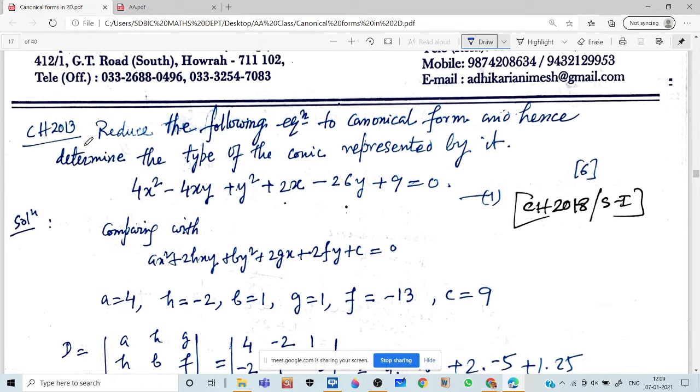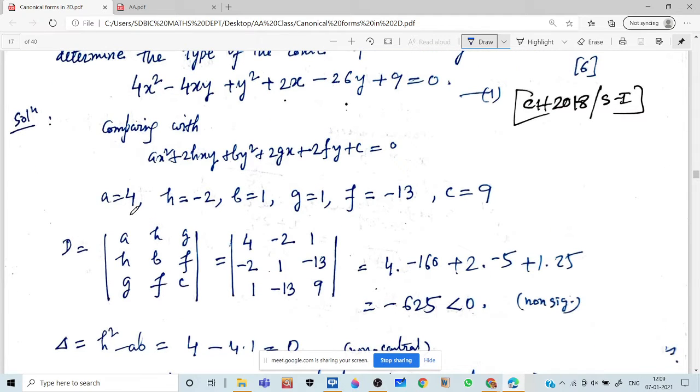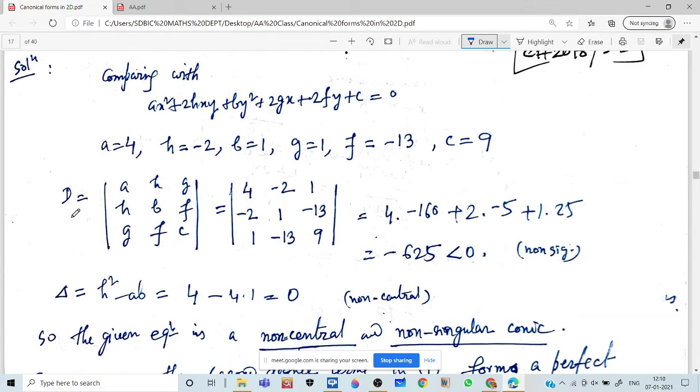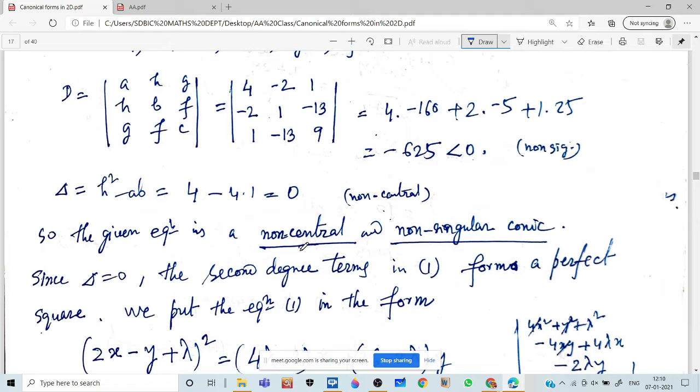This problem is from 2013 and 2018. Comparing with the general equation of second degree, you get the values of a, b, c, h, g, f, and determine the determinant delta, with rows a, h, g; h, b, f; g, f, c, and get the value minus 625, which is less than 0, so it is a non-singular conic. And h square minus ab is equal to 0, so this is a non-central conic. So the given equation represents a non-central non-singular conic.